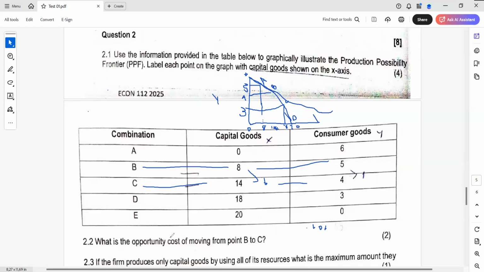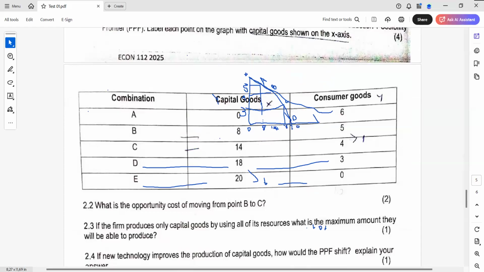And then now they're saying that if the firm produces only capital goods by using all its resources, what is the maximum amount they will produce? So let me just remove all of this. So if the firm now produces what?